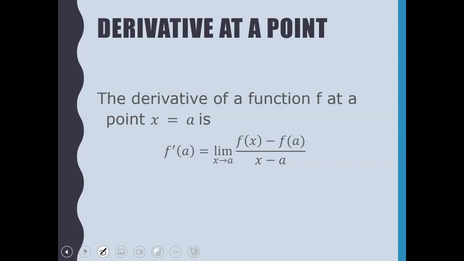So the only difference before to this is that that was in general. This is at a point. So it's just like before. If you find it at a point, use the x approaches a value. If you find it in general, you do the h approaches 0.